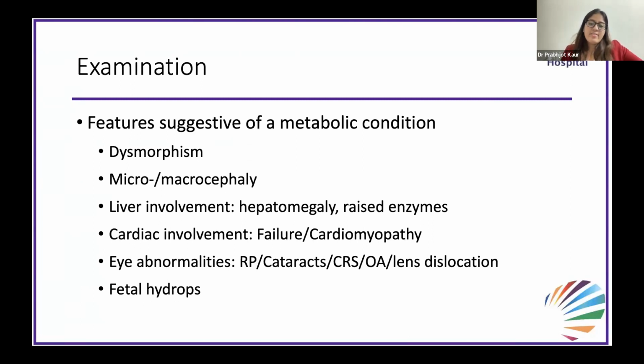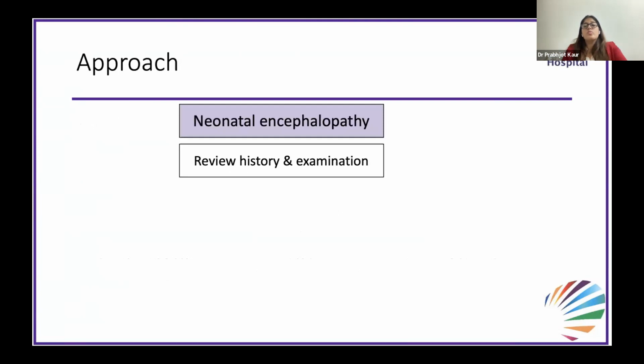So these are a few things that we will actively look for once we are suspecting a metabolic condition. Fetal high drops, yes, lower down the line, after a lot of the common etiologies have been ruled out, may be a feature of a metabolic condition. So how do we approach?